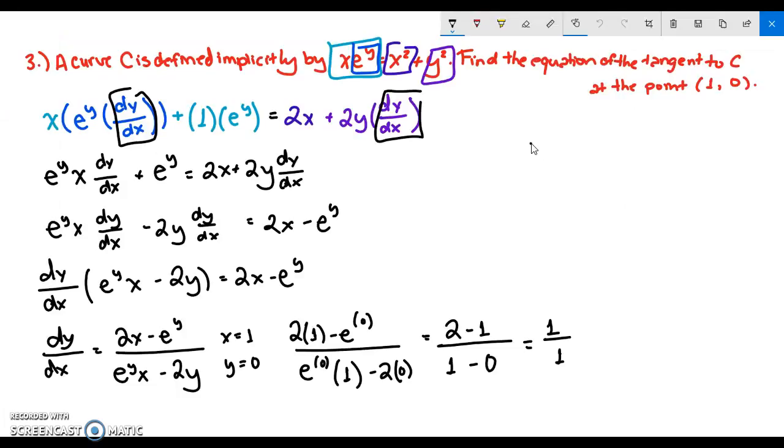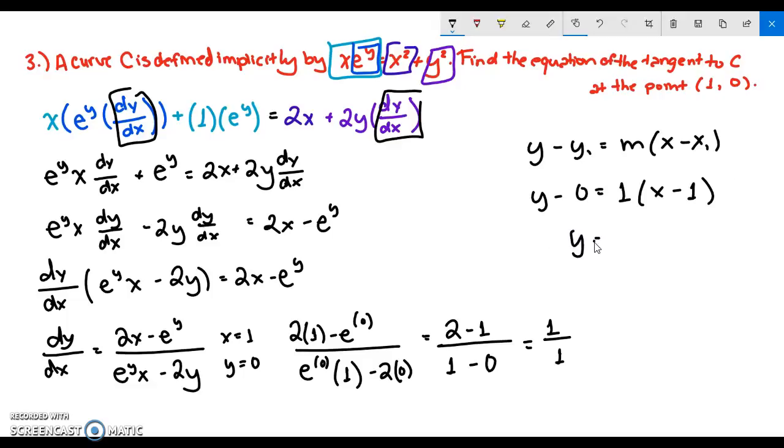Now, our point-slope formula, remember, is y minus our y value equals our slope m times x minus our x value. Well, this is our equation. Our equation is y minus 0 equals our slope 1 times x minus 1. That just gives us y equals x minus 1 as the equation of this tangent line.